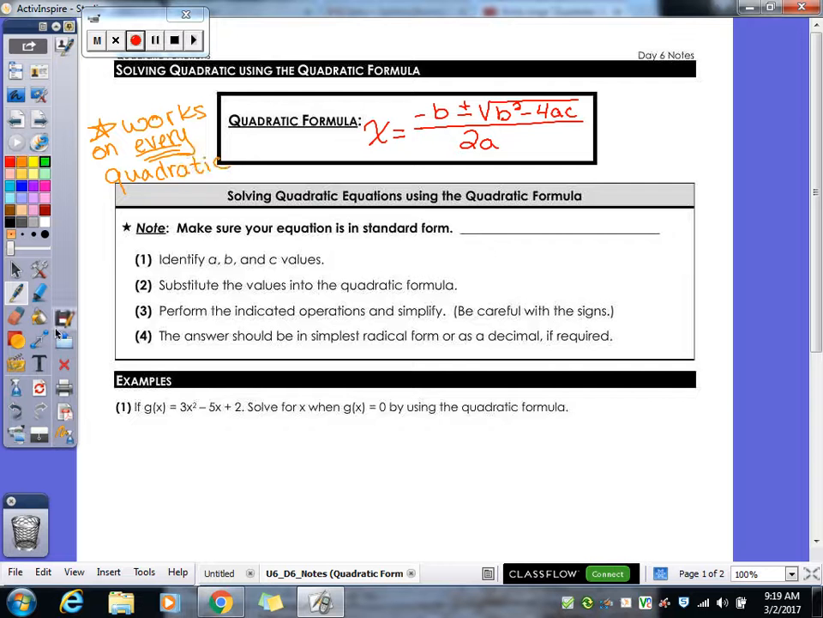With factoring, however, that doesn't work on every quadratic because not every quadratic can be factored. So yeah, factoring sometimes can be faster, but we know the quadratic formula is always going to work on every single quadratic that we were possibly given.